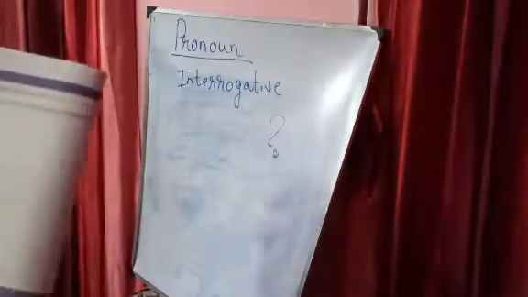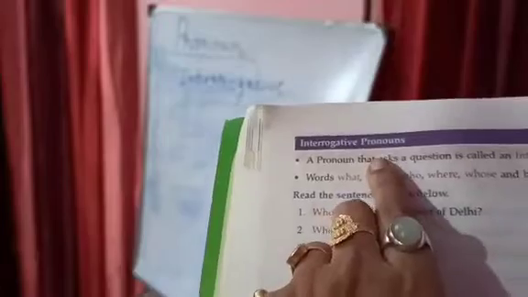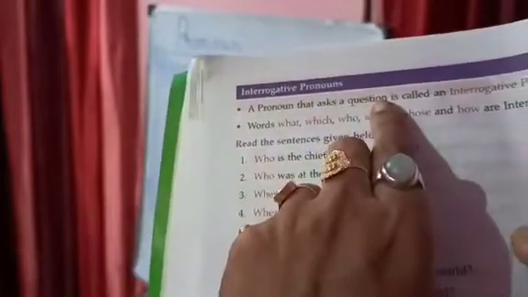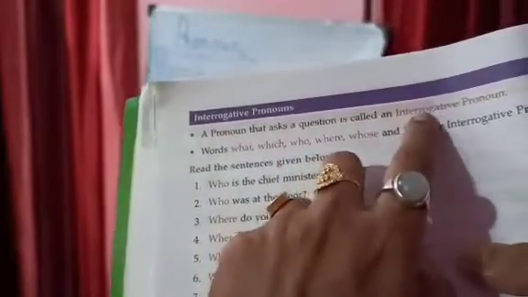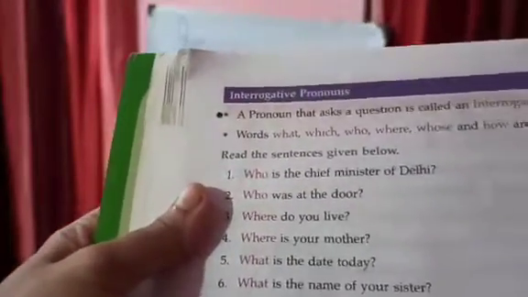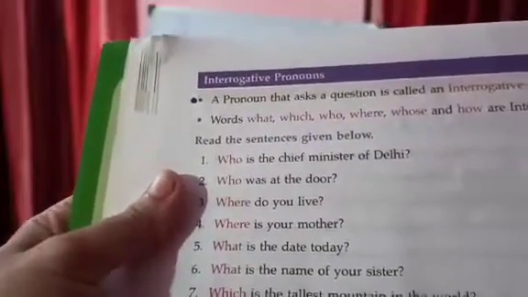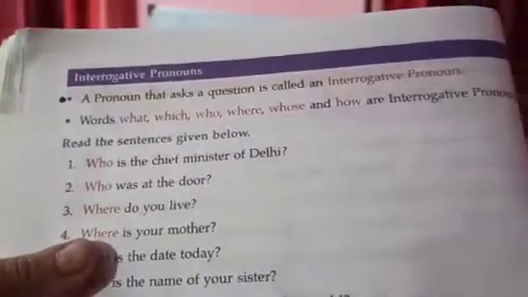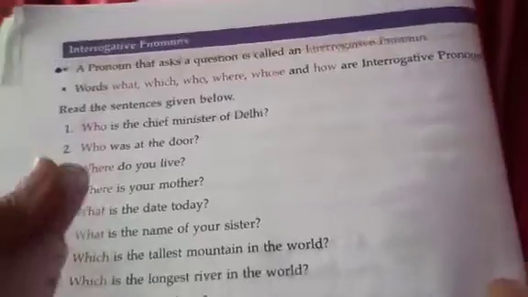Just see this definition, you have to learn it by heart. A pronoun that asks a question is called an interrogative pronoun. So what is an interrogative pronoun? This one you have to learn by heart. Now, the words what, which, who, where, whose and how are interrogative pronouns. So you have to keep this in your mind. You see the page number, what is it? It is page number 54.